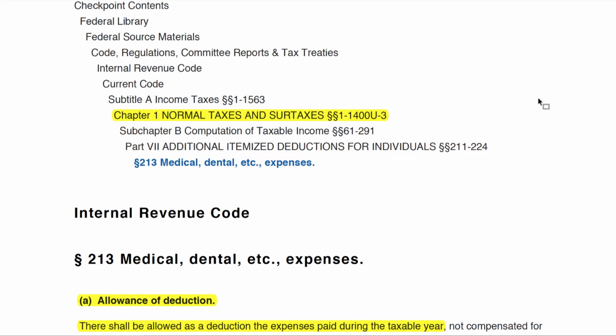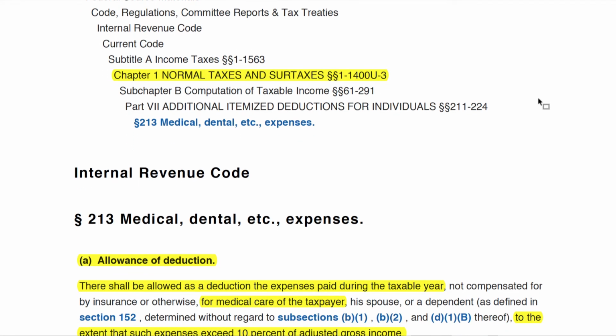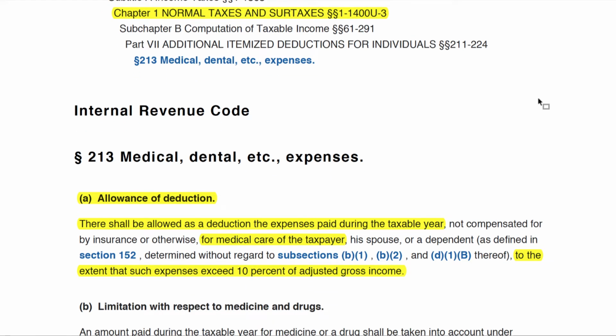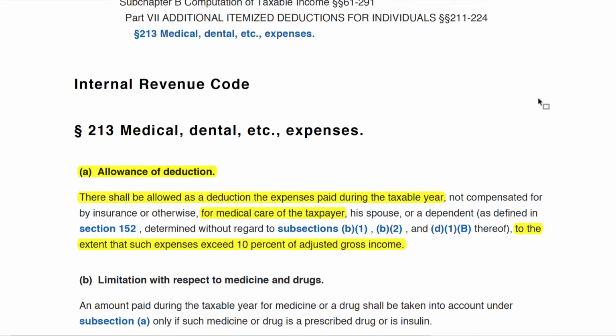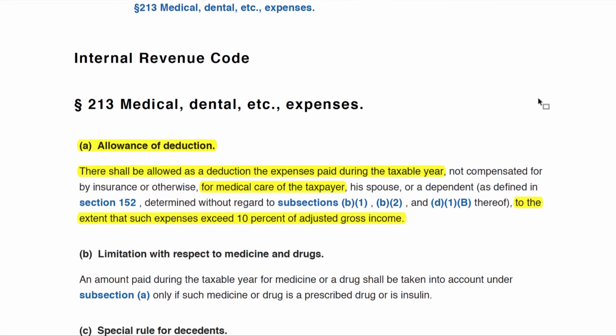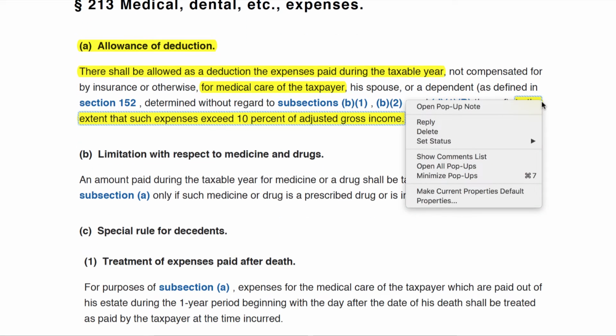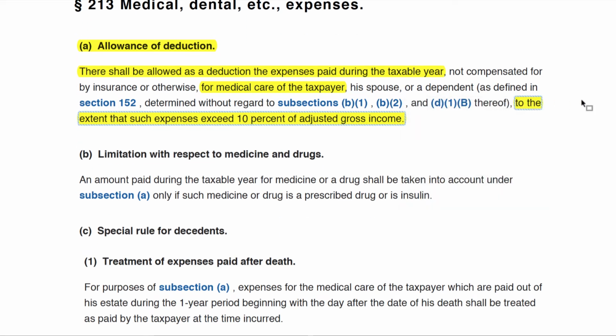So we have section 213 dealing with medical and dental expenses. What you see is that it starts off with a general rule, allowance of deduction. There shall be allowed as a deduction the expenses paid during the taxable year. So the tax treatment rule, the general rule, is you're allowed to take a deduction if it meets certain criteria. And then the propositions are going to be specified in that specific subsection.